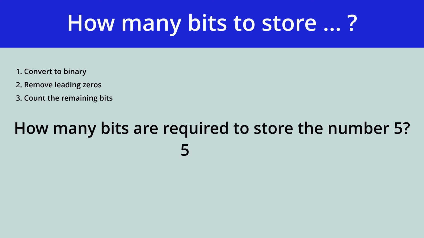Well, using our binary, we can see that if I convert denary 5 to binary, it becomes 0101 in a 4-bit format. However, the first 0 is leading, so we can remove it. So we are left with 101. Now we can simply count the bits, which in this case is 3. So we need 3 bits to store the denary number 5.